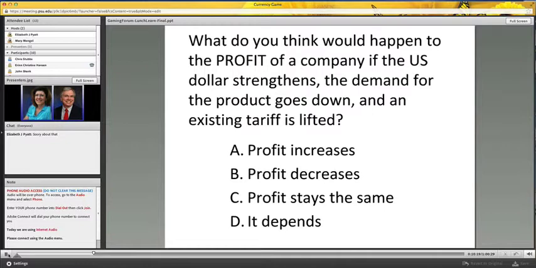But now let's enter into the really complex world of international business. What would happen to the profit of a company if the U.S. dollar strengthens, the demand for the product goes down, and a tariff that is currently in place is lifted?